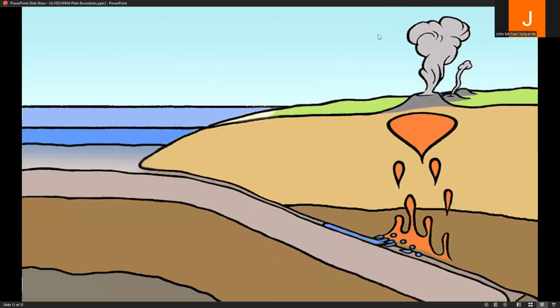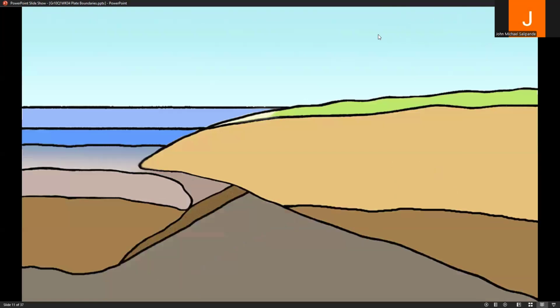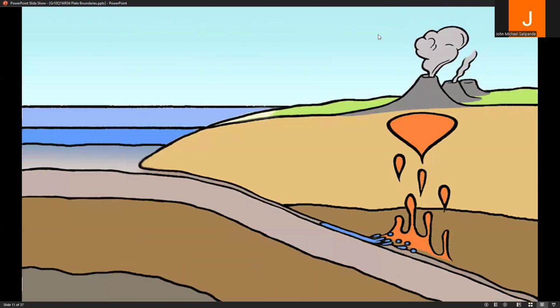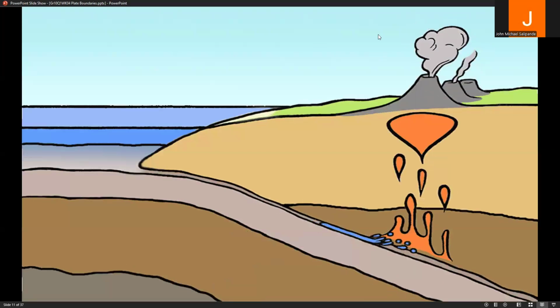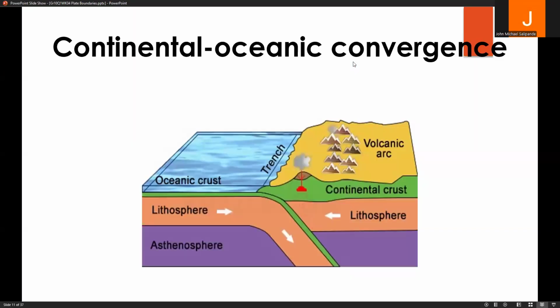Now, for the third one, as you can see, you have an oceanic crust on the left, and on the right side, you have a continental crust. So the third and last type of convergent boundary is continental oceanic convergence.